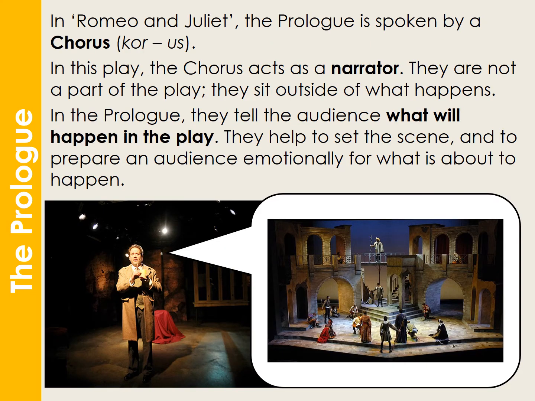In Romeo and Juliet, the prologue would have traditionally been spoken by a chorus. In this play, the chorus acts as a narrator. They are not part of the play, they sit outside of what happens. In the prologue, they tell the audience what will happen in the play. They help to set the scene and to prepare an audience emotionally for what is about to happen. So in our last lesson, I asked about why Shakespeare or other people may have chosen to tell the audience.